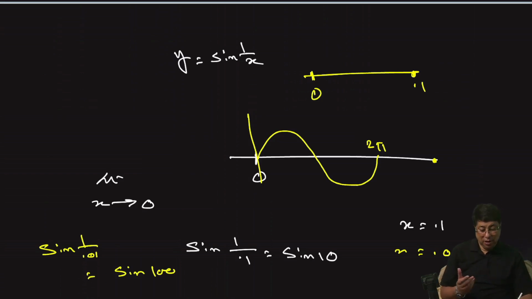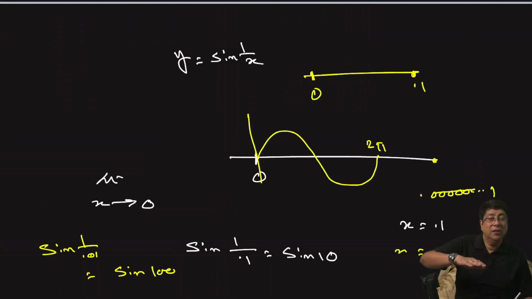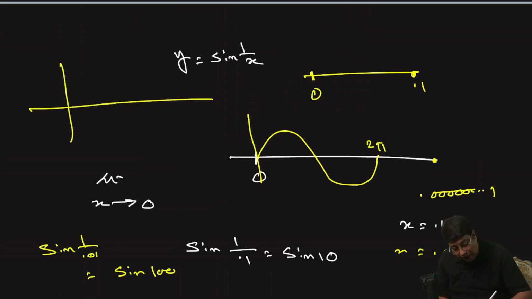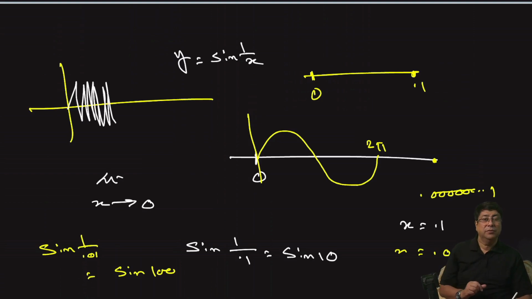If we come even nearer to 0, suppose 0.000001, it is sine of 1000000. Understood? So sine 1 by x: as we come nearer to 0, the sine curve is fluctuating. I told you in one sub video that the sine curve fluctuates continuously within a small region. So what is the point nearer to 0, everybody? It does not exist. You just have to realize that this is nearer to 0.